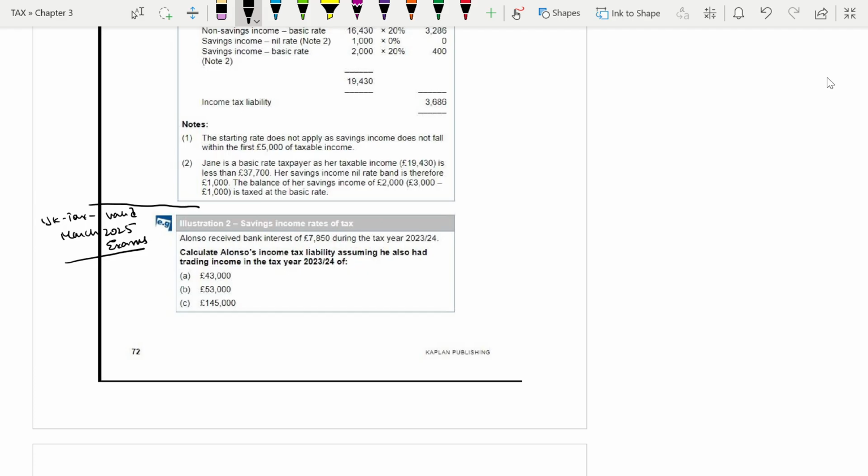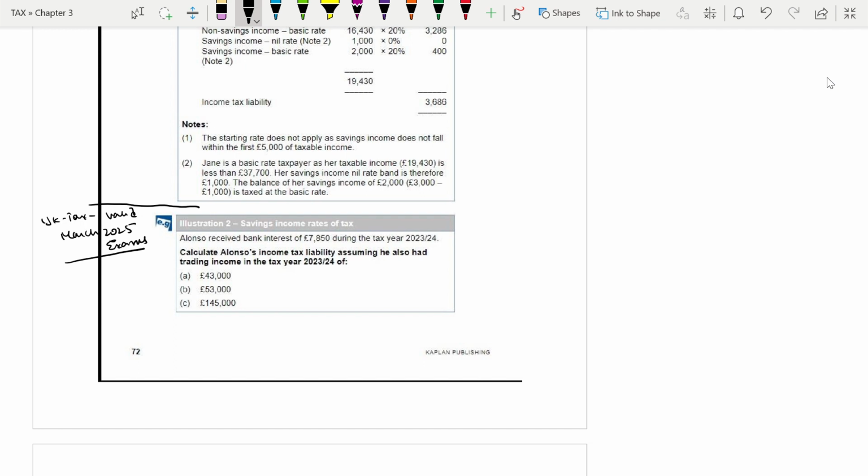I am here to always upgrade and make the best efforts to communicate, so that your experience makes it easy for you to succeed in your examinations. This is UK taxation, valid till the March 2025 examination.